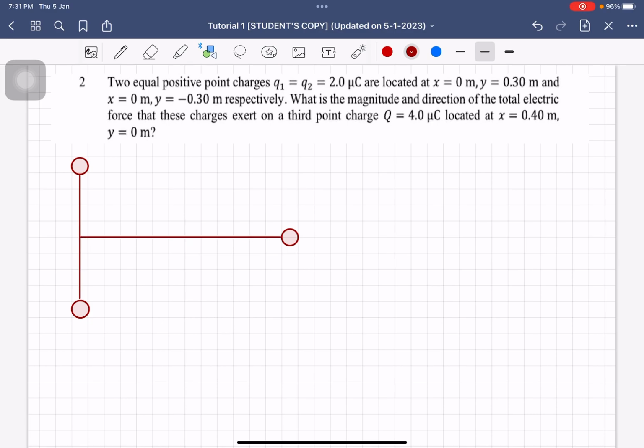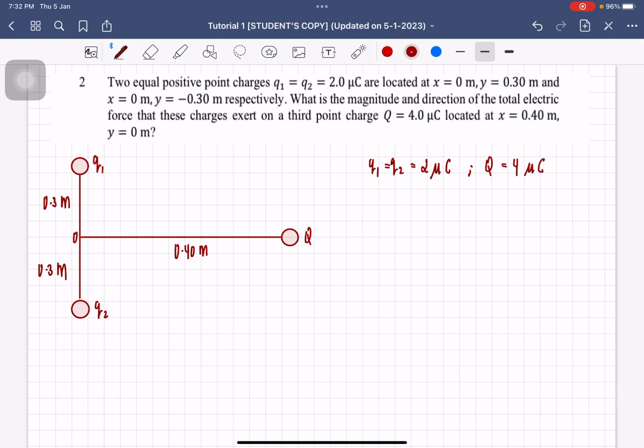Right, so that is the drawing. And this is 0.3 meter. This is also 0.3 meter. This is basically the origin, okay? And then this here is 0.4 meter. So again, I'm going to label them. So this is Q1, Q2, and this is capital Q. Q1 is equal to Q2, which is 2 microcoulomb. The point charge is 4 microcoulomb.